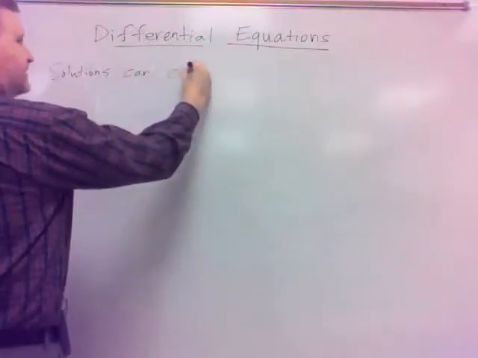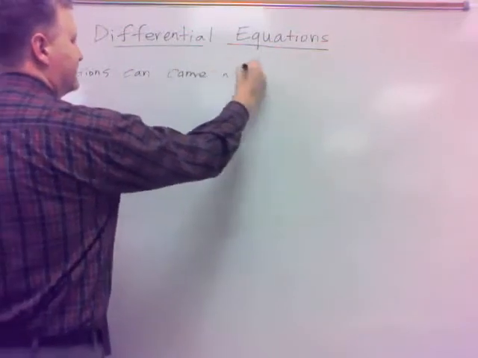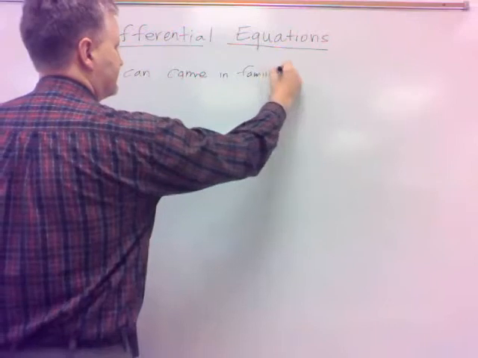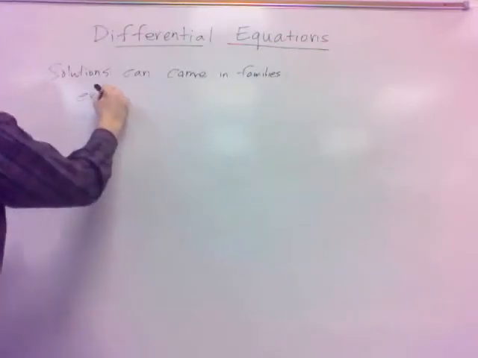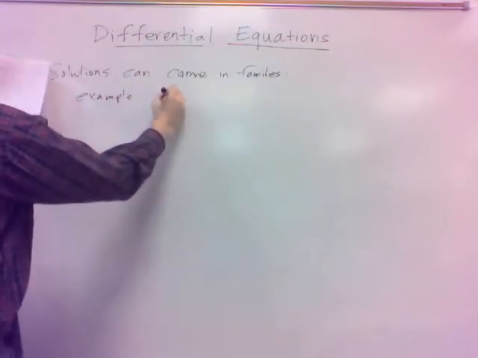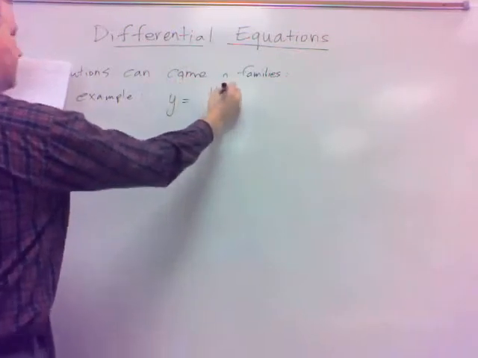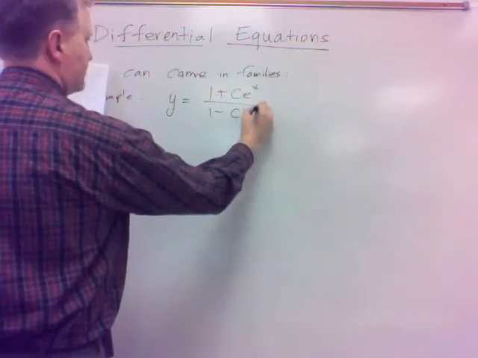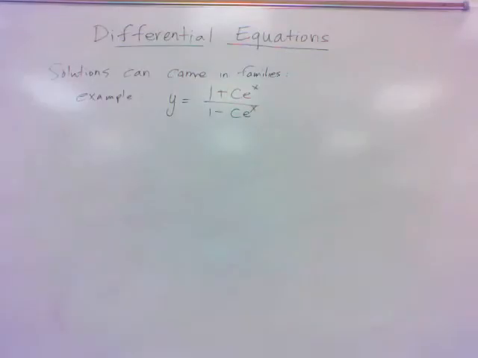So solutions can come in families. For example, this could be a potential solution. Y equals 1 plus c e to the x over 1 minus c e to the x. See, that's a family? Because what do you think c is? C is some constant. And basically what we're saying is c can be any number.